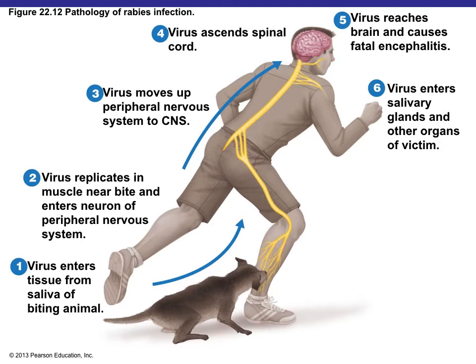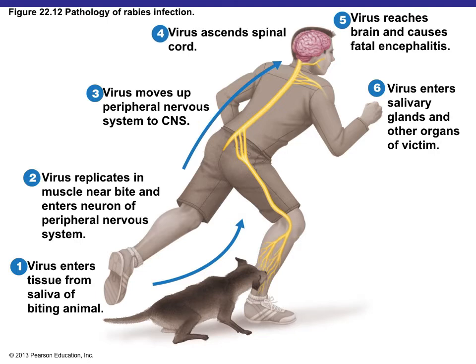And here you can see that the virus enters tissue from the saliva of a rabid animal, and then replicates in the muscle cells near the bite and enters the neuron of the peripheral nervous system, and then moves along the peripheral nervous system to the CNS. Then the virus moves along the spinal cord towards the brain. It then reaches the brain and causes a fatal encephalitis.